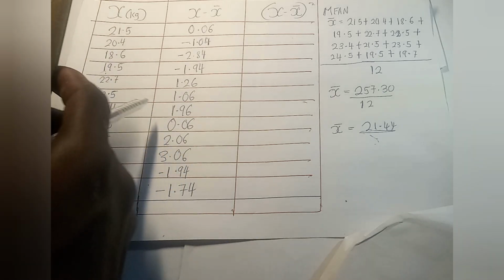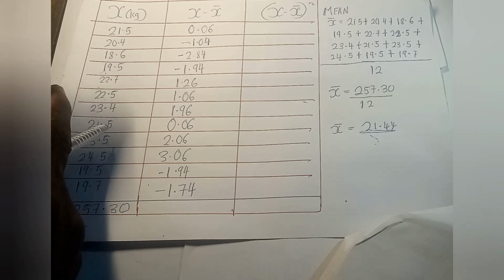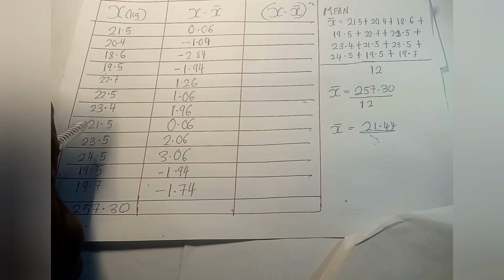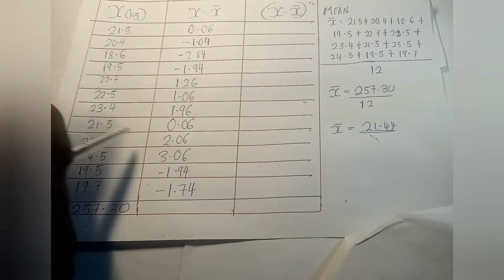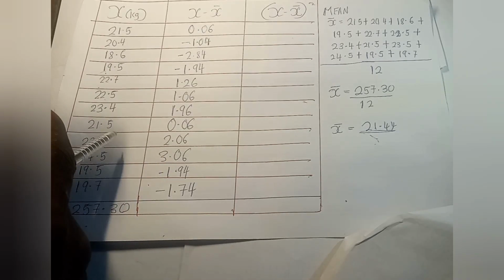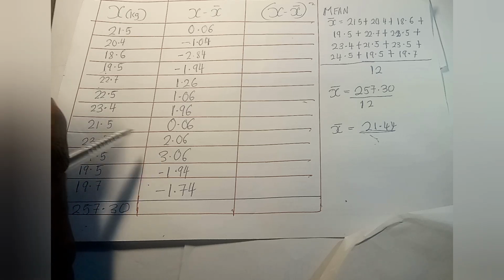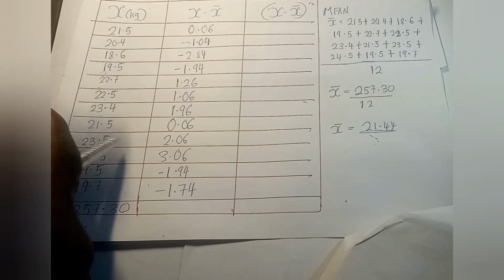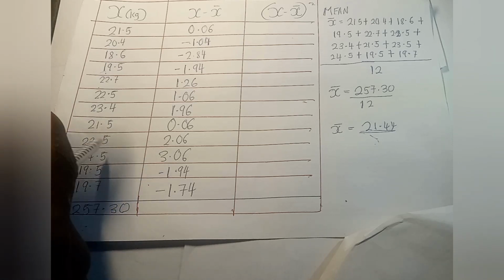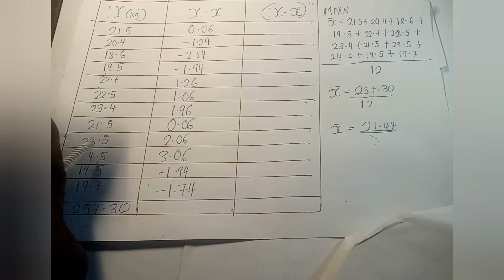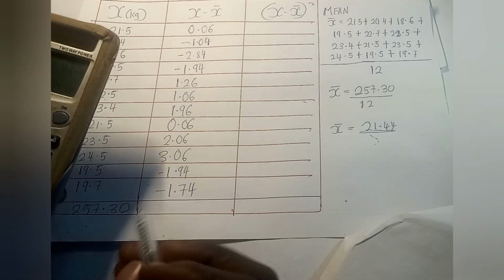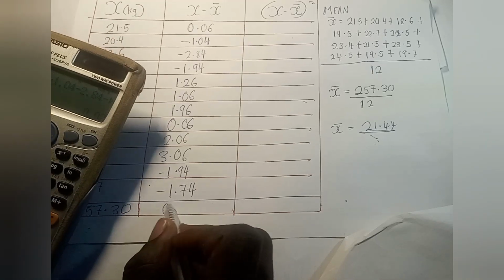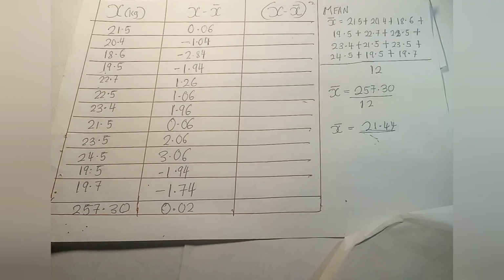0.06 plus 0.06, 1.04, 2.84, 1.94, 1.26, 1.06, 1.96, 0.06, 2.06, 3.06, 1.94, 1.74. Okay, so we have 0.02, so it is closer to 0, so it's also 0. We have approximated, it is 0, so we are on the way.